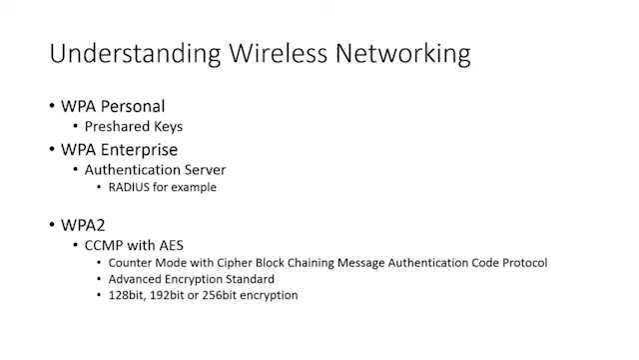Now, we also have WPA2, and this is what you want to do if you need to support wireless. Now, WPA2 is stronger than WPA. It has 128-bit, 192-bit, or 256-bit encryption. This guy uses AES, the Advanced Encryption Standard. It also uses CCMP, which is Counter Mode with Cipher Block Chaining Message Authentication Code Protocol. I know it sounds like a mouthful too, but it makes us more secure.